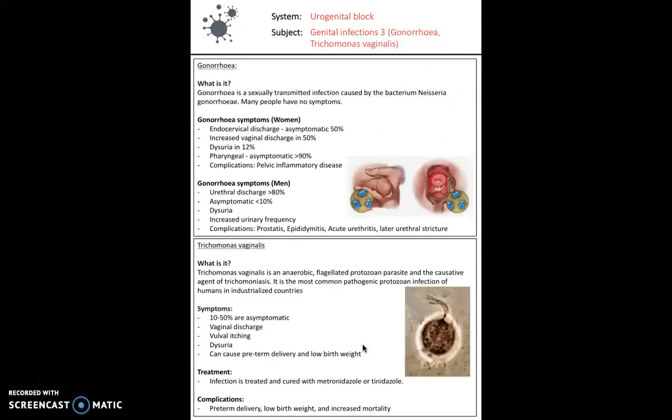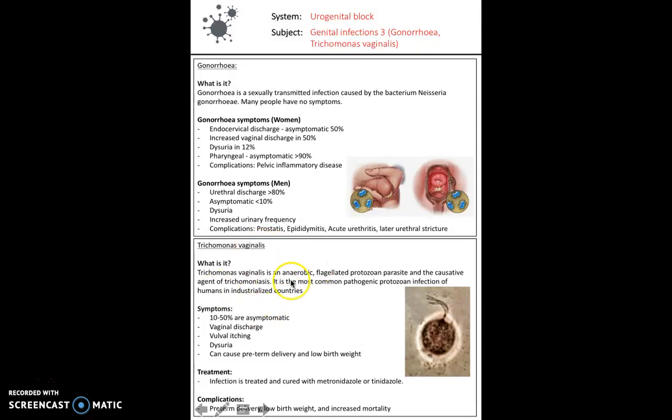For the third part of genital infections, we look at gonorrhea. Gonorrhea is a sexually transmitted infection caused by the bacterium Neisseria gonorrhoeae. Many people have no symptoms. Men may have burning with urination, discharge from the penis, or testicular pain. Women may have burning with urination, vaginal discharge, vaginal bleeding between periods, or pelvic pain.